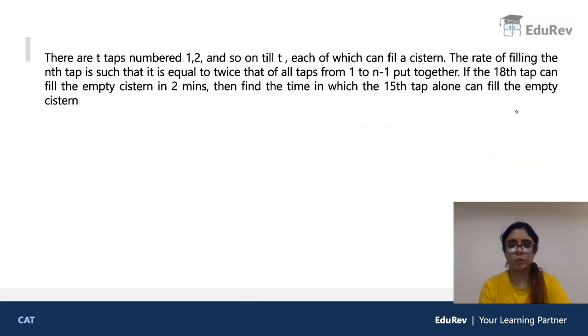Now let's look at the next question. What does it say? And yes, this one is a CAT question. Now it's a very interesting question.